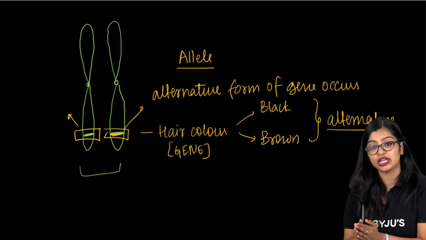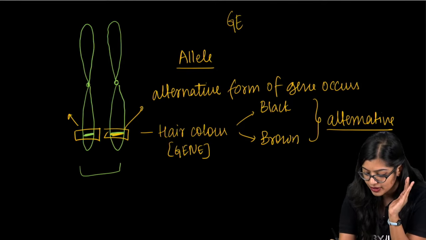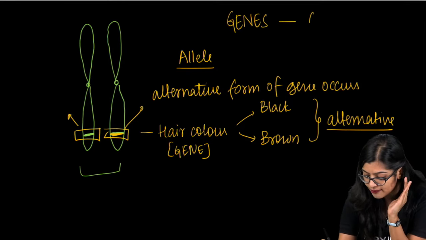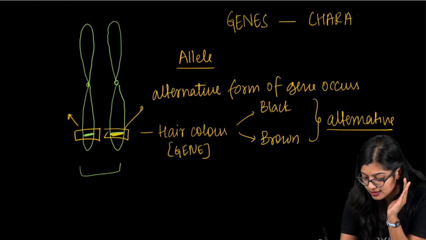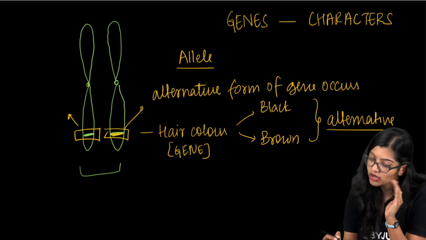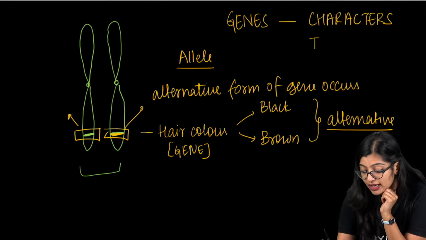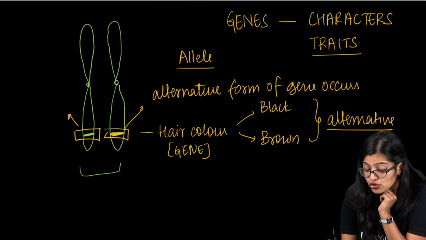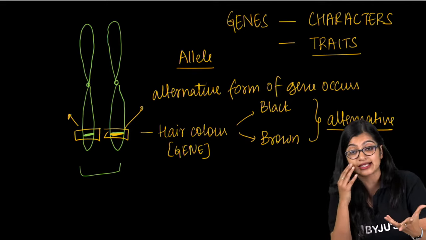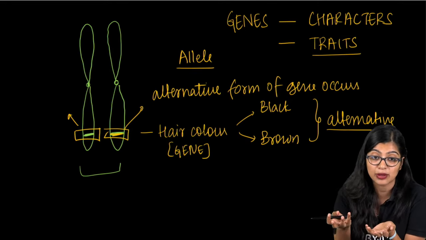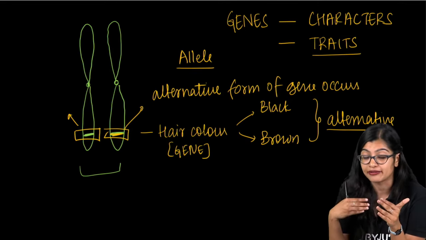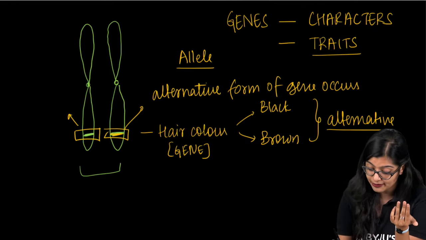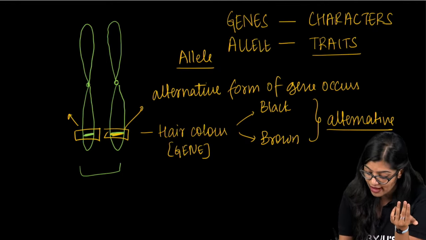And remember this very simple point: what do genes code for? They code for characters, and characters are what go from parent to offspring. But characters can have alternative forms, which are traits. So what are all the traits that we find? They can be alternative, and how does that happen? That happens because of alleles.